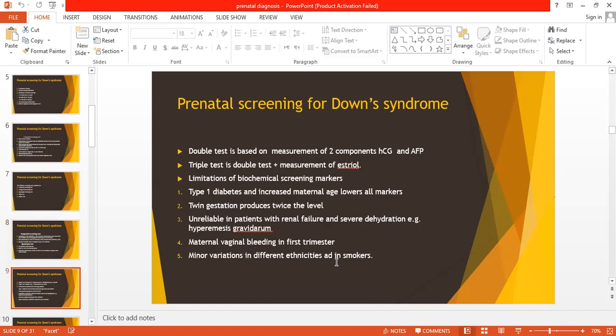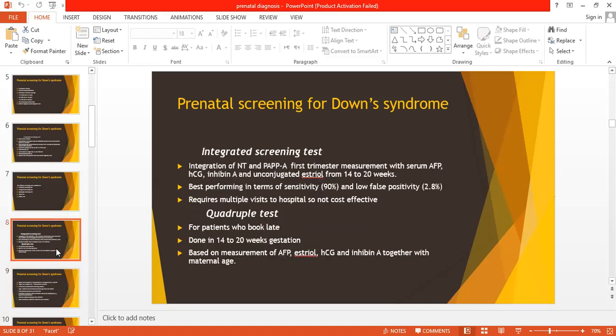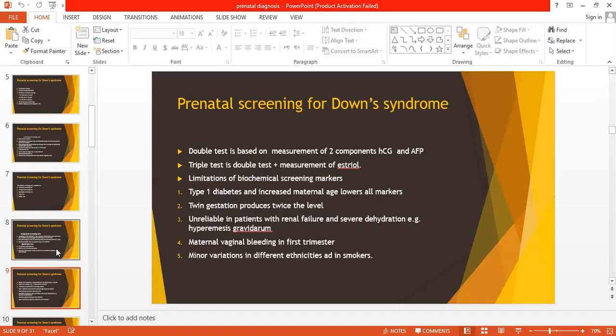The double test is based on measurement of two components, that is the human chorionic gonadotrophin and alpha-fetoprotein. The triple test is the double test plus the measurement of estriol. And the quadruple test, as you already have seen, is basically the triple test plus the measurement of inhibin A, right?